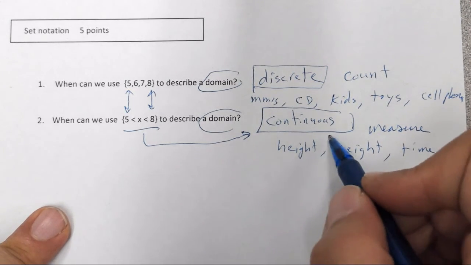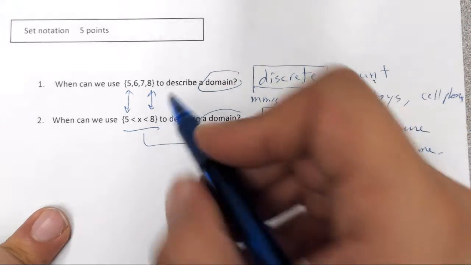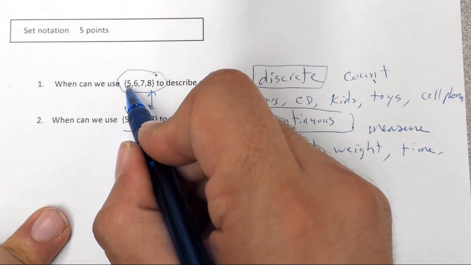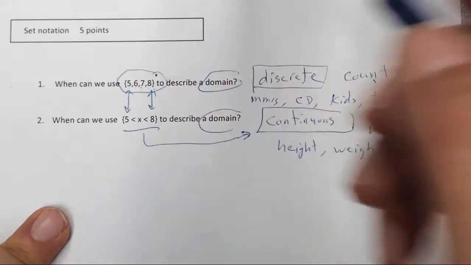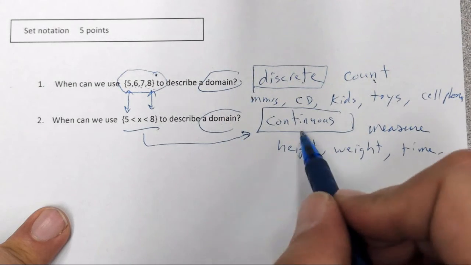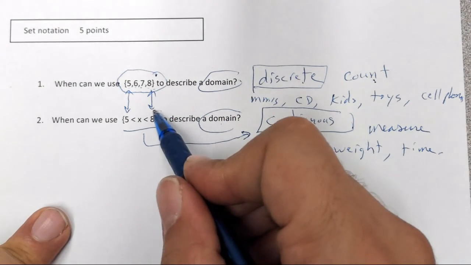So, if the word problem is mentioning something you can count, your answer needs to look like this. You notice it looks like you're counting 5, 6, 7, 8. You just list them out. But if the word problem is discussing something that you can only measure, then your answer should look like this.